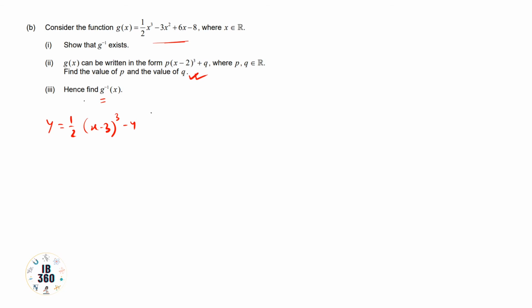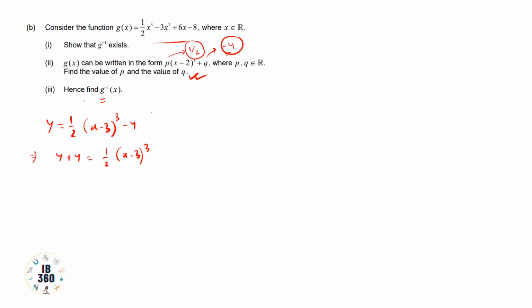Using this formula we have rewritten the form, that is, p is half and q is minus 4. Then y equals half into (x minus 3) whole cube minus 4. Now just do the operations here and you will find your answer: y plus 4 equals half into (x minus 3) whole cube.